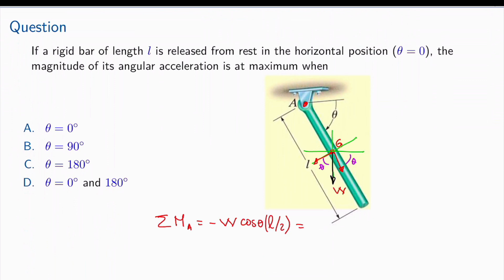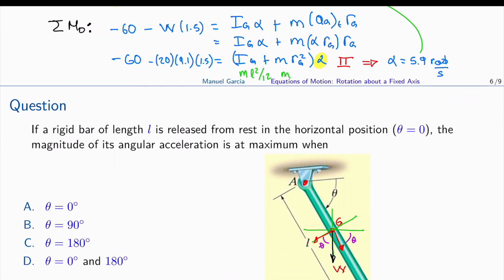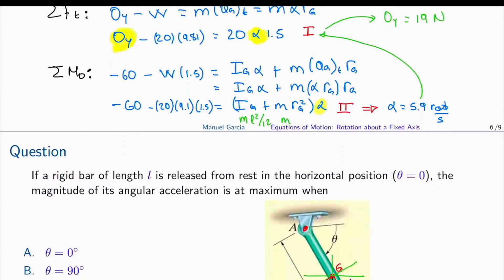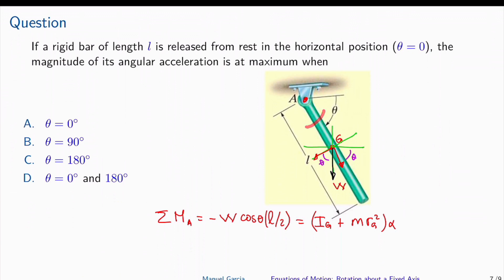And that should be equal to the kinetic component, which is the moment of inertia with respect to G plus the mass multiplied by r_G squared, multiplied by alpha. Where did I take this from? From the previous problem. This is the moment of inertia that we have on the right hand side, after doing the simplification, because this problem was exactly the same thing. The only difference is that there we had a moment applied. In this case, we don't have any moment applied, it's just the weight.